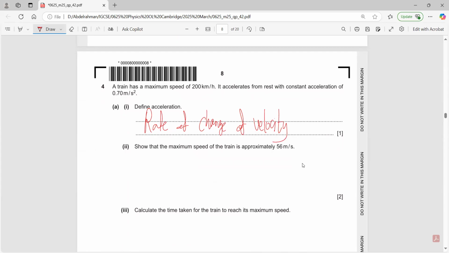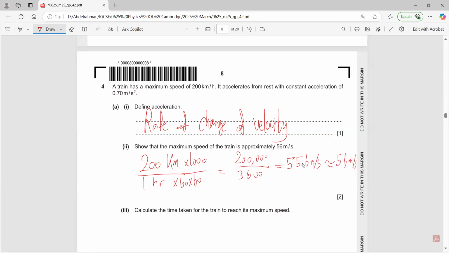Can I convert from 200 kilometers per hour to meters per second? Yes, I can. 200 kilometers per 1 hour. Can I convert from kilometers to meters? Yes. Multiply by 1,000. 1 hour to seconds, multiply by 60, and then multiply by 60 again. This would give you 200,000 divided by 3,600, which is 55.6 meters per second, very close to 56 meters per second.